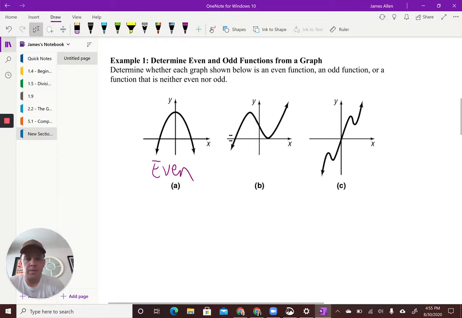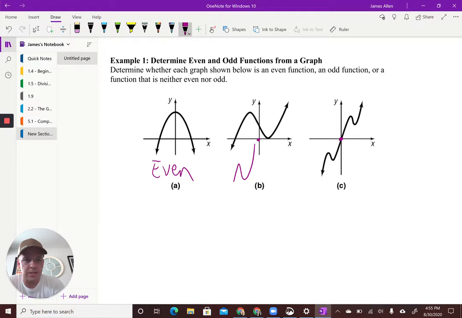Next one. Is it symmetric over the y-axis? No. If you were to fold it over, it would not match up. Is it symmetric about the origin? Well, here's my origin, right? It's sitting up higher. Nope, this one is not going to be symmetric about the origin, so this is neither. And then this one here, well, this is the origin, right?